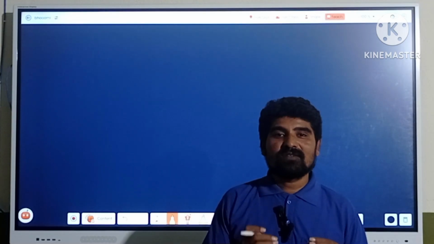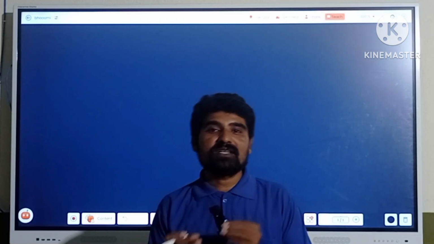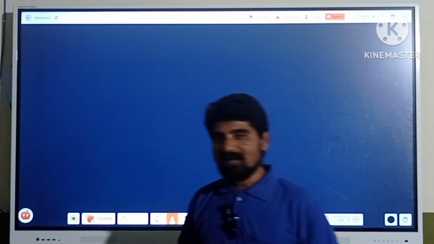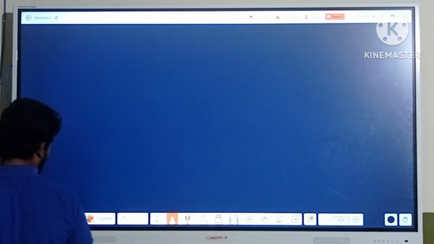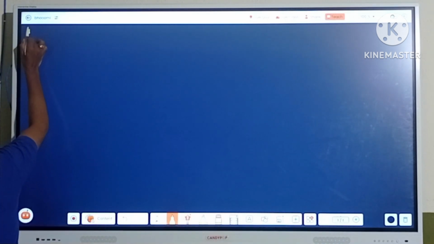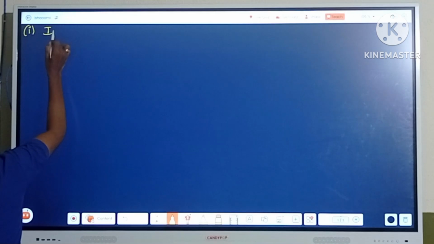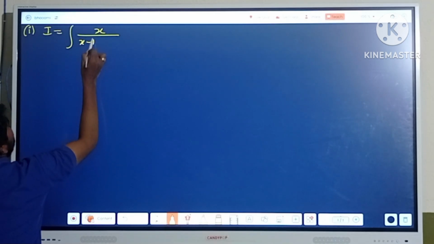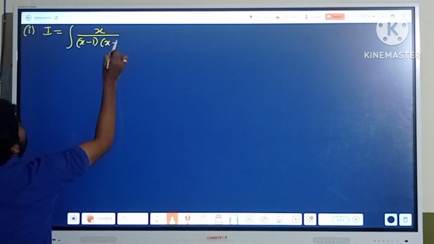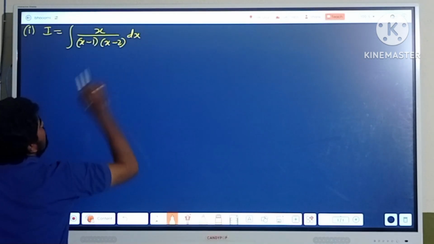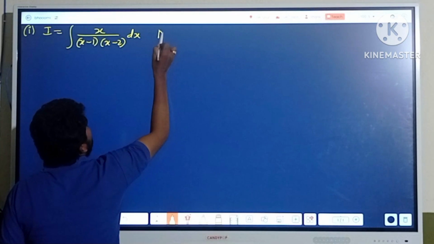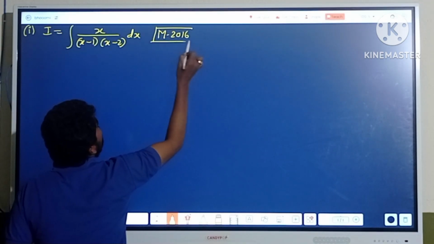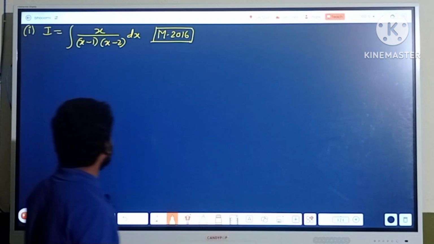And one more thing, these questions are very important and these questions were asked in your previous year annual examination. So without wasting time, let's start the first question. Evaluate I equals integration of x divided by (x minus 1) into (x minus 2) with respect to x. This question was asked in March 2016.